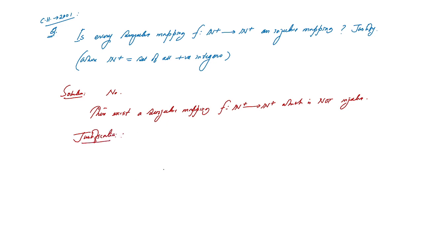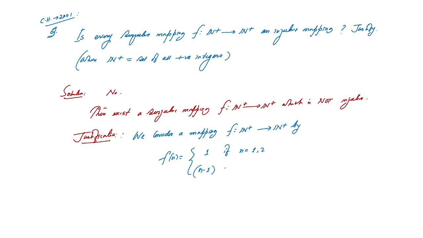So as for example, we consider a map from N plus to N plus. We consider a mapping from N plus to N plus by f of n equals 1 if n equals 1 comma 2, and n minus 1 otherwise.